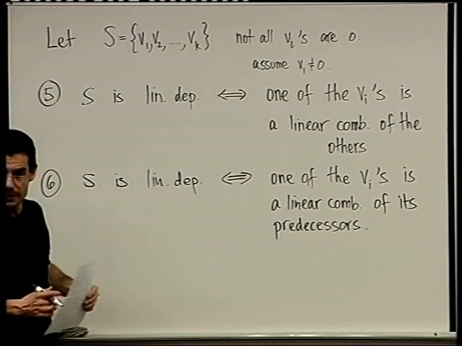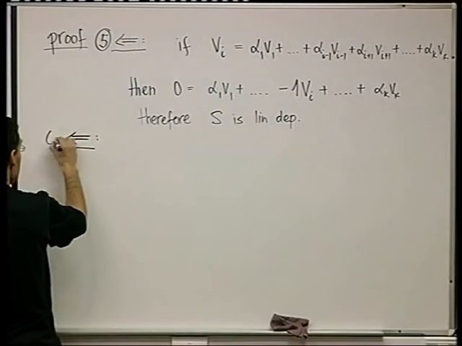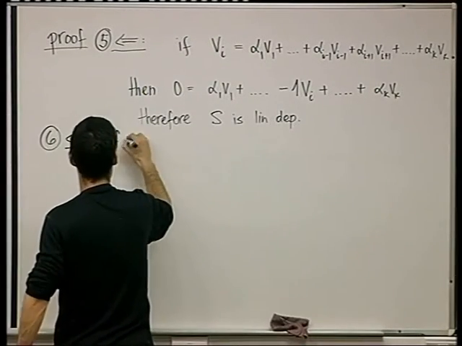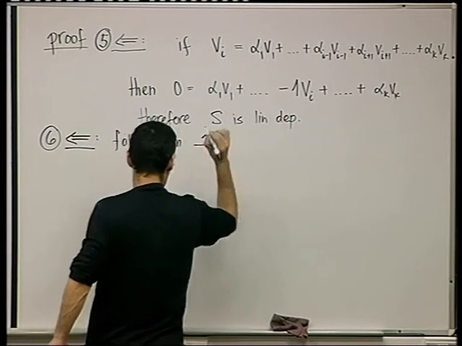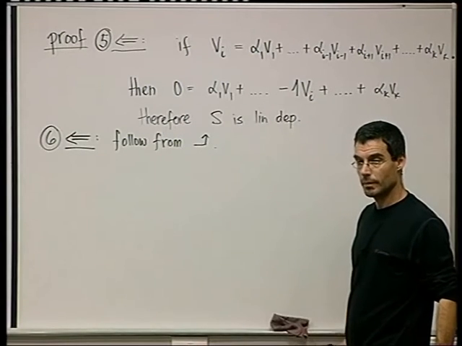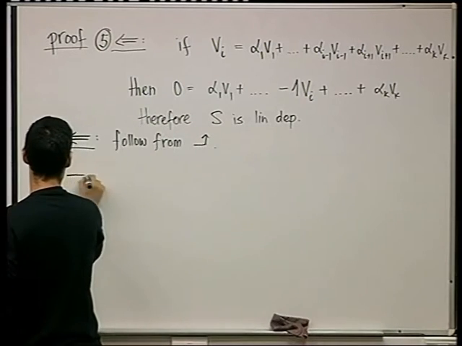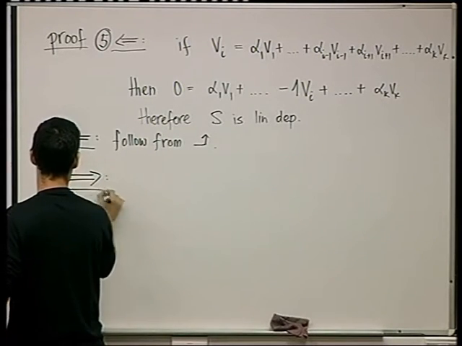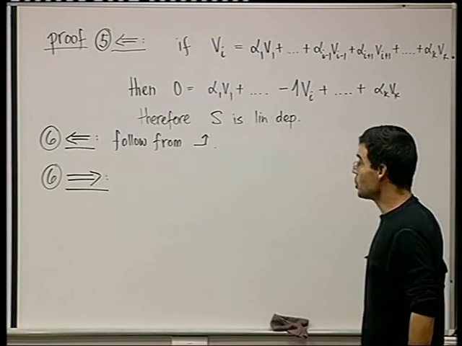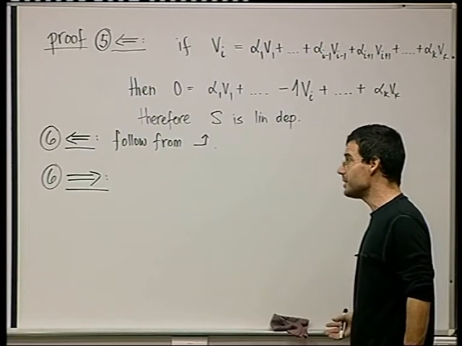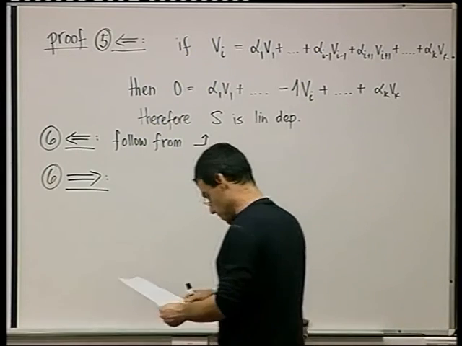Okay, good, everybody? So let's write that. This direction of 6 follows from this. Do you agree? Everybody good? Okay, now let's do the other direction. So let's do this direction of 6. Okay, I want to show that if the set is linearly dependent, then one of the VI's is a linear combination of its predecessors.